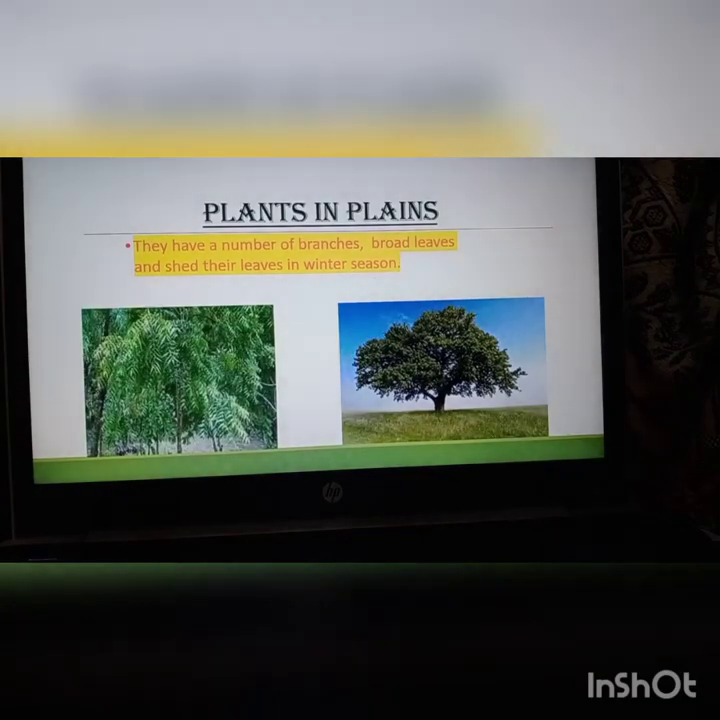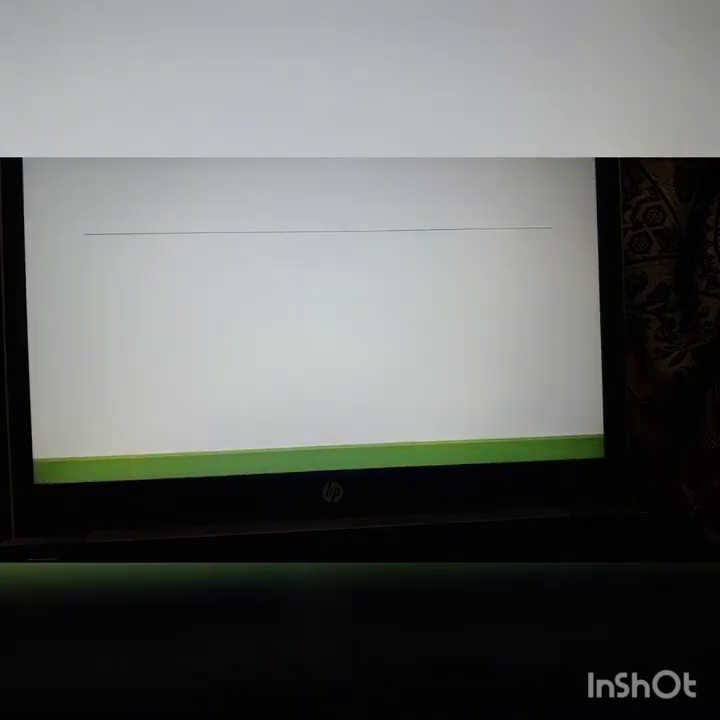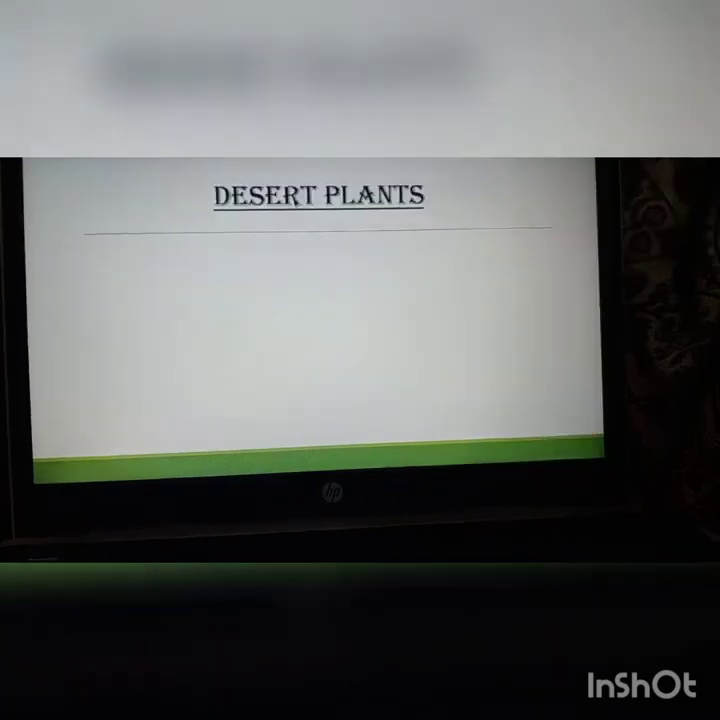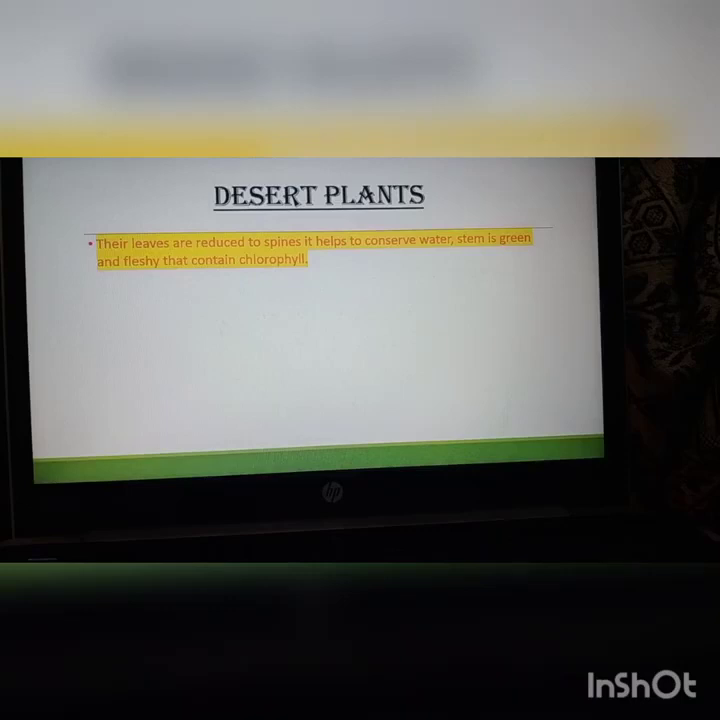Now the next category is our desert plants. Yes students, they are very special plants that you must have seen around you, even plants like cactus, which you have seen around you, are the best example of desert plants. And desert plants are also called xerophytes. Okay, its spelling is X-E-R-O-P-H-Y-T-E-S. So another name of desert plants is xerophytes.